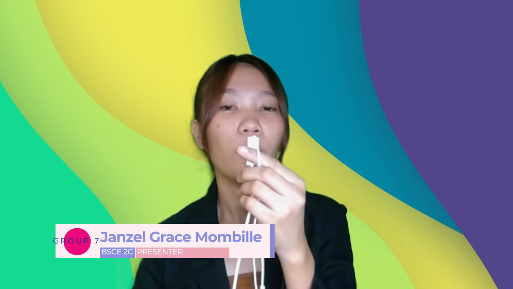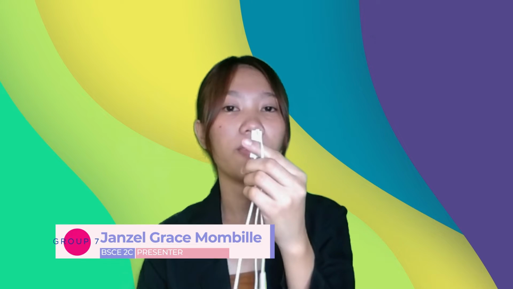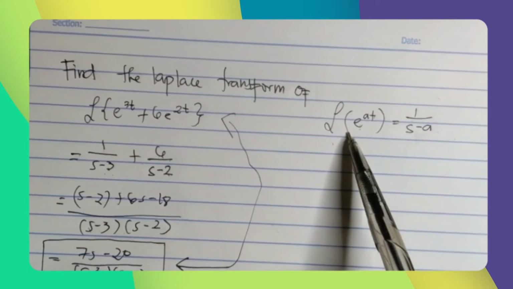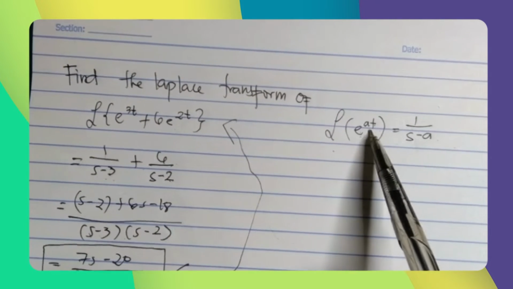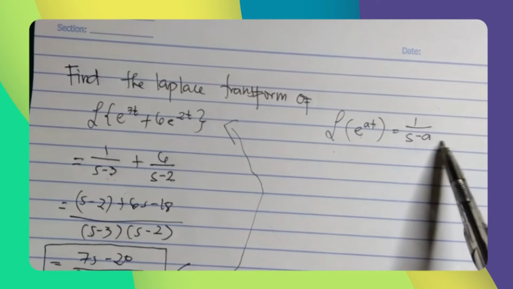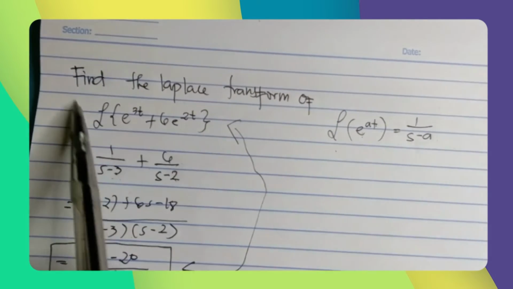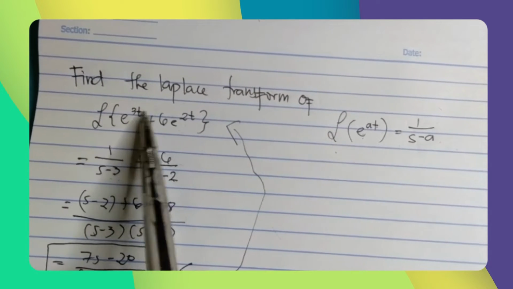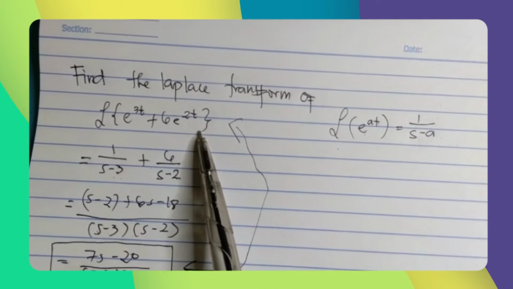So today we're going to discuss about the Laplace transform of e raised to at. And now, let us solve for this example. The Laplace transform of e raised to at is 1 over s minus a. For example, find the Laplace transform of e raised to 3t plus 6e raised to 2t.